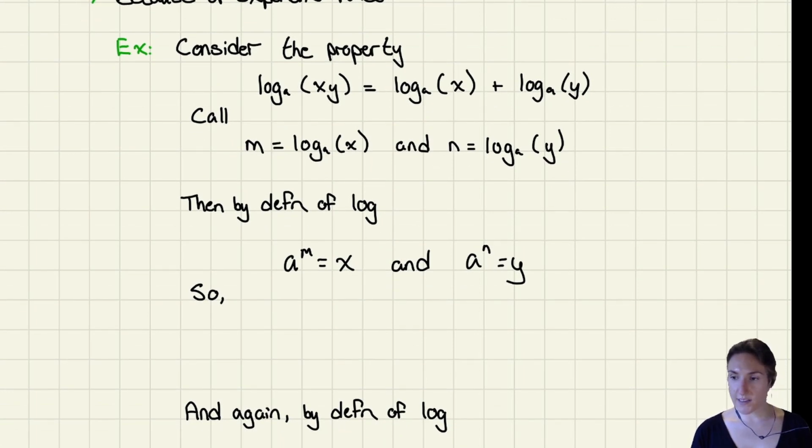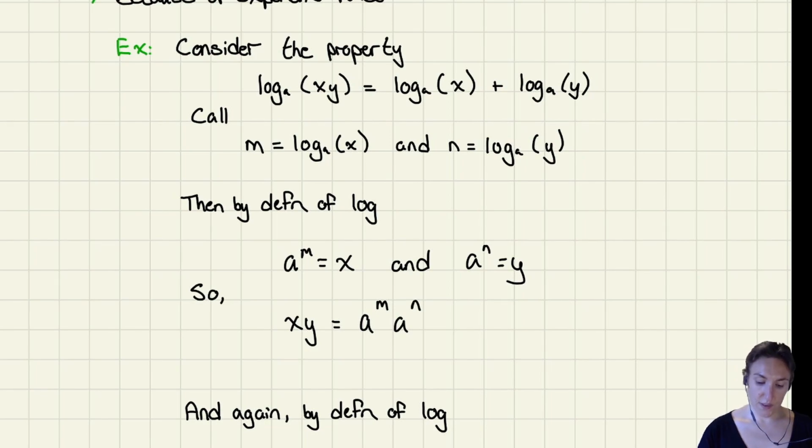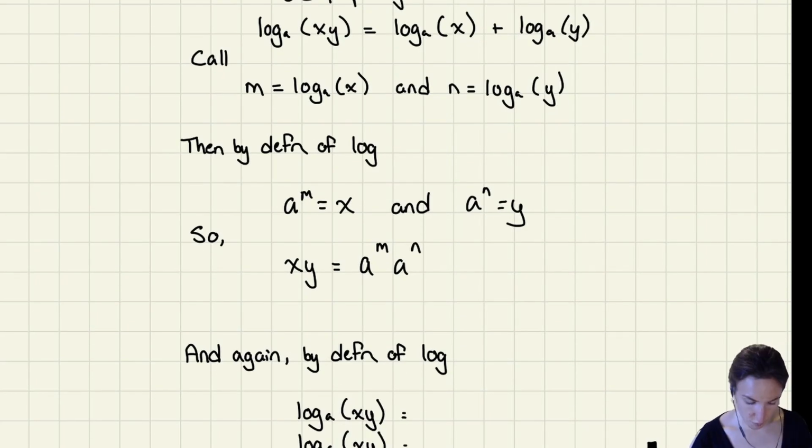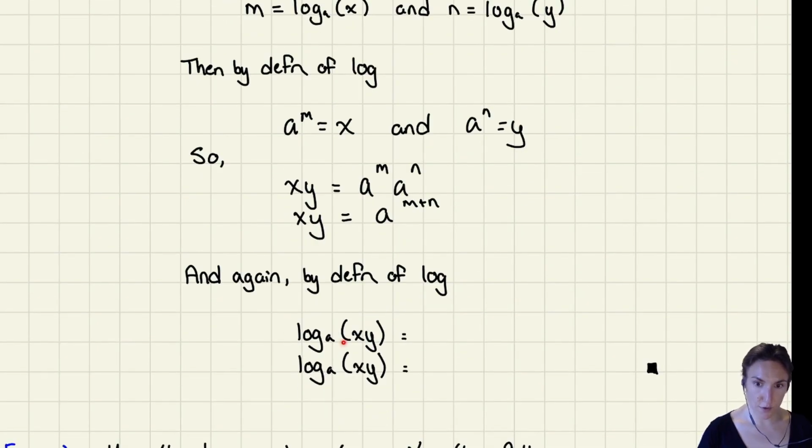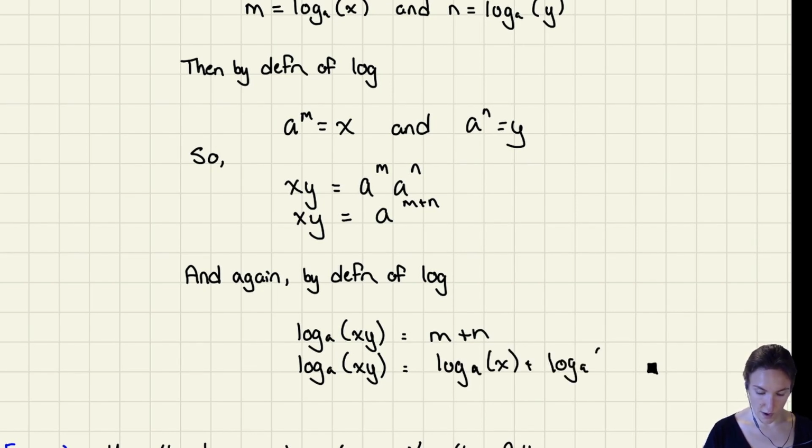So if I multiplied these two values together, if I multiplied x and y together, I'm basically multiplying a to the m times a to the n. These a's, they're the same base, okay? So by our exponent rules, I can rewrite this as a to the power of m plus n. If I have my expression here for log, remember I called these things m plus n, and I have log a x plus log a y.